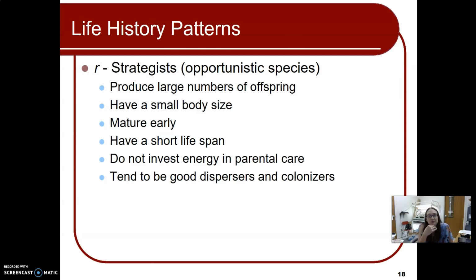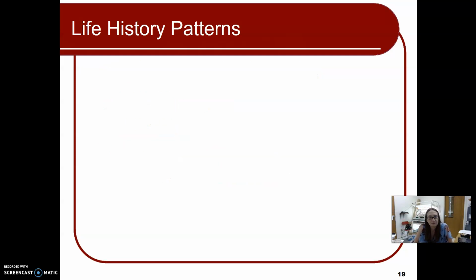They kind of help their offspring to be able to fend for themselves, and they're gone. They're good dispersers. They colonize everywhere. So they would be good R strategists.